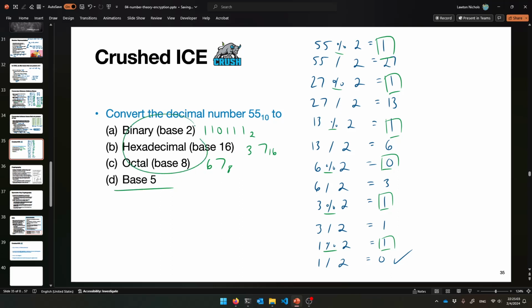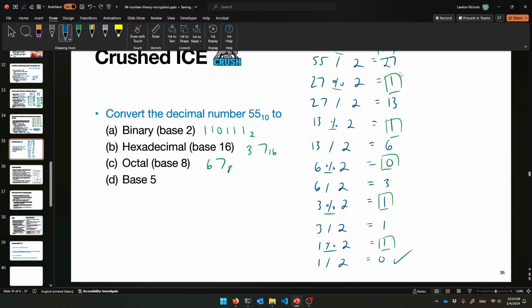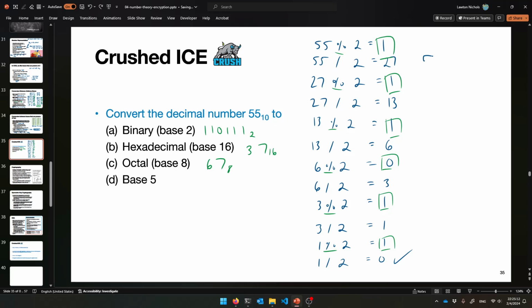And then base 5 has nothing to do with any of these. So we're going to have to do the algorithm all over again, sadly. So, okay, let's do that one. 55, we start here, and we want base 5. So mod 5, it goes in 11 times with 0 left over. So the rightmost digit in base 5 of 55 is 0. And let's shift that 0 away by doing integer division by 5. So that gives me 11.